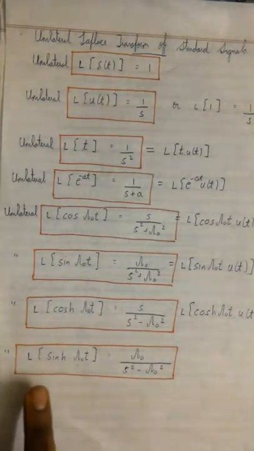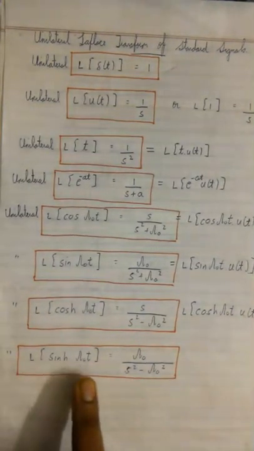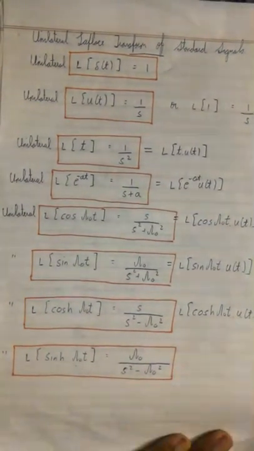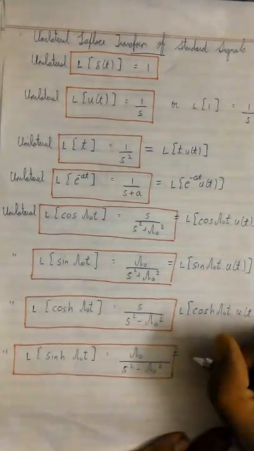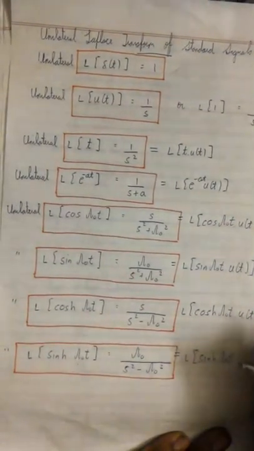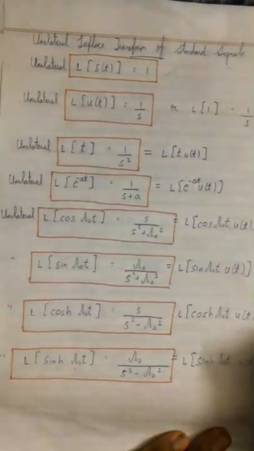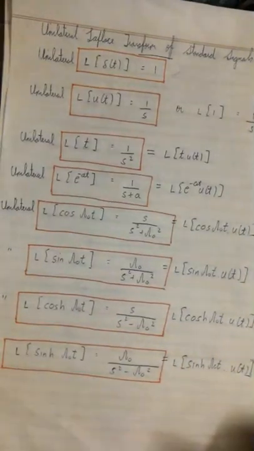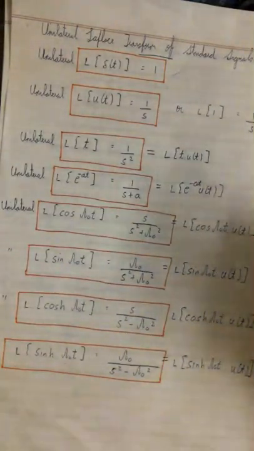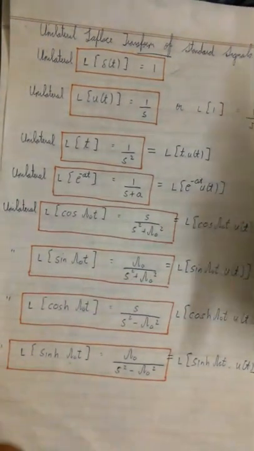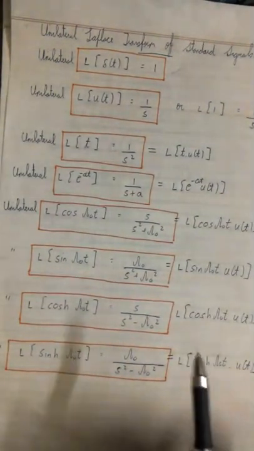And the last, the Laplace transform of sin h ohm 0 t, the hyperbolic sine function, is equal to ohm 0 by s square minus ohm 0 square. This is also equal to the Laplace transform of sin h ohm 0 t into u of t. So these are the basic standard signals you have studied. Once you have studied these basic standard signals, then you will be able to do almost any problems in Laplace transform.